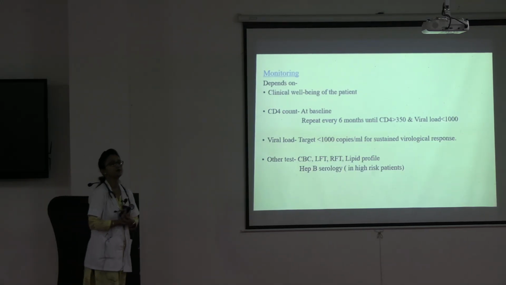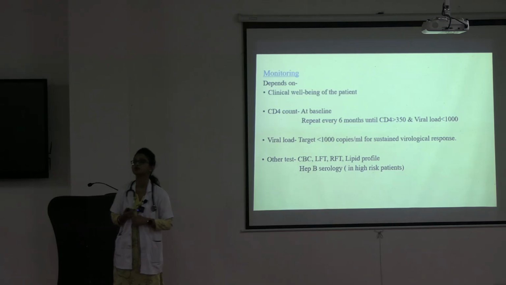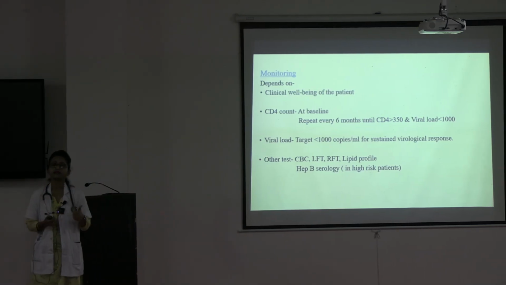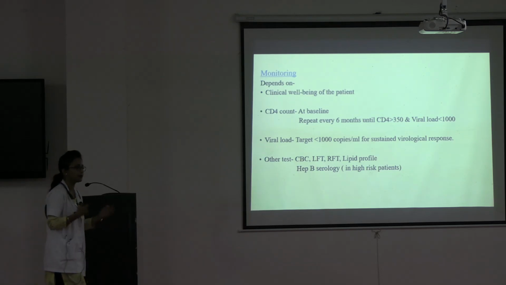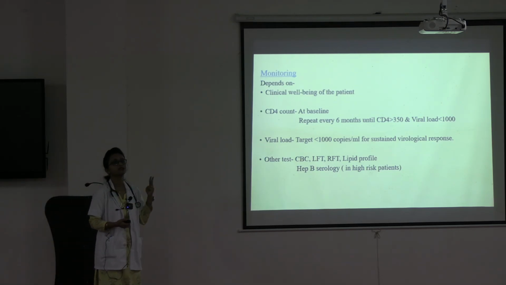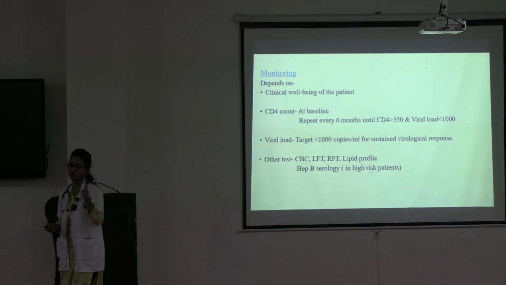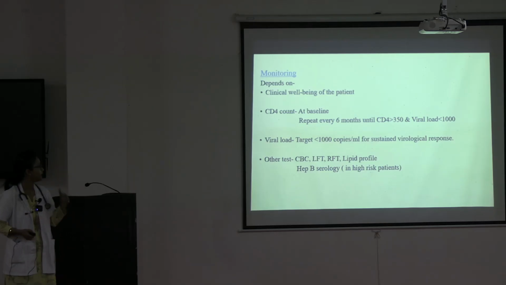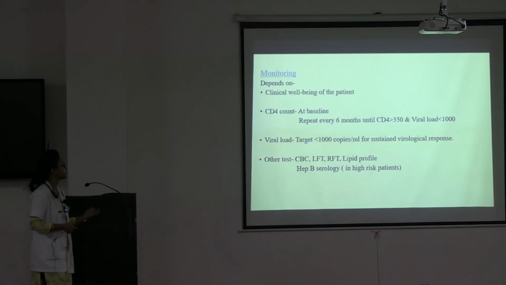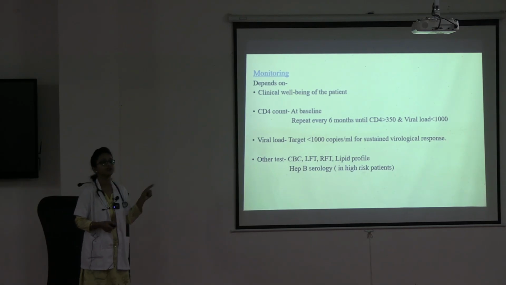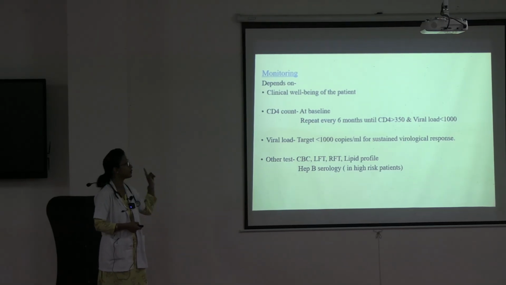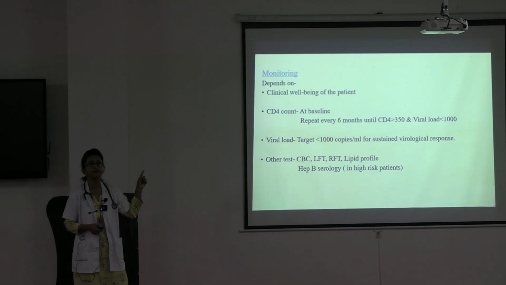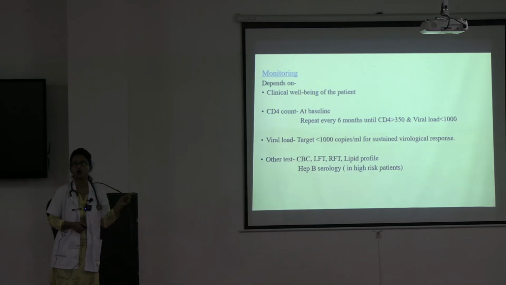Now you have prescribed the medication. Now you should know how to monitor the patient. Monitoring means first you should know about the general well-being of the patient, how well the patient is doing. Second is the CD4 count. First CD4 count should be done at the baseline. Then we have to do it every 6 monthly until the CD4 count is more than 350 and the viral load is less than 1000. So our target is CD4 more than 350 and viral load less than 1000.